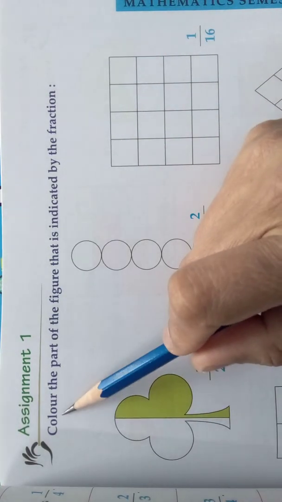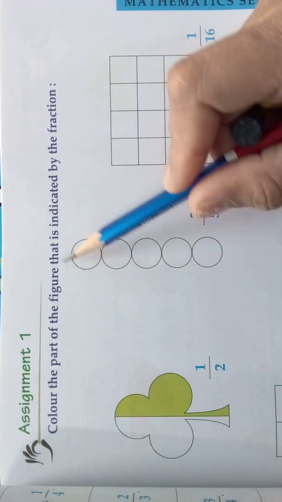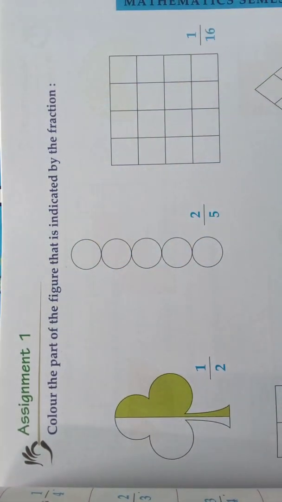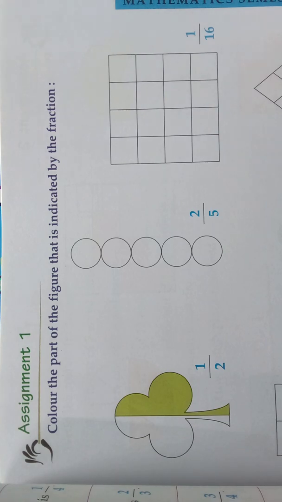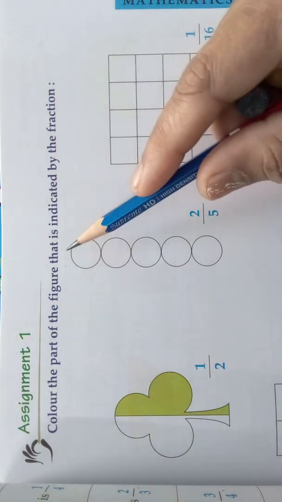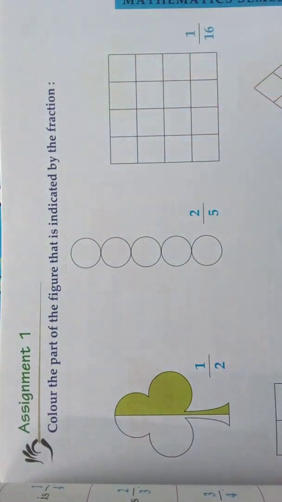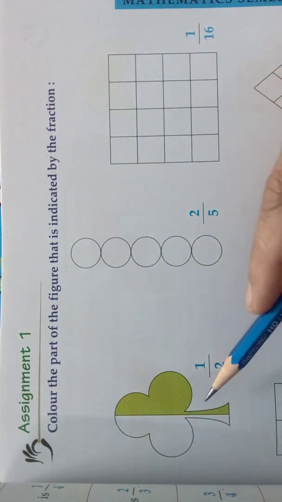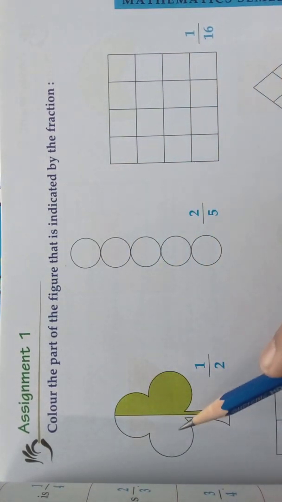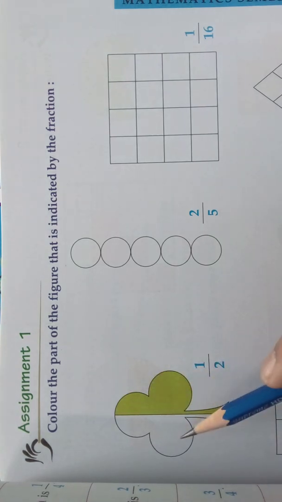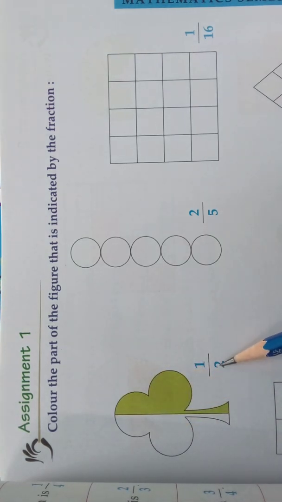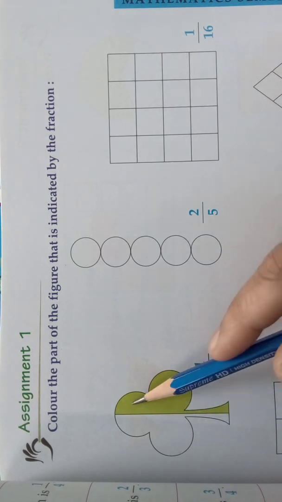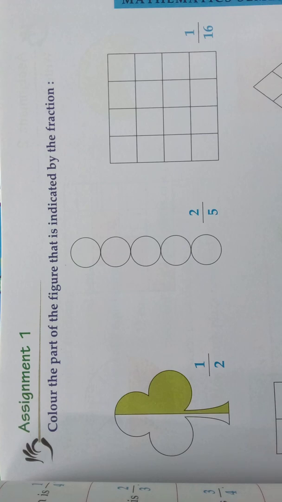Assignment 1. Color the part of the figure that is indicated by the fraction. What should we do, children? We should color the part of the figure, not fully, the part of the figure that is indicated by the fraction. Look here, one picture is here, a tree picture. This picture is divided into 2 equal parts. That is the denominator, 2 equal parts, and one part is colored, that is the selected part, 1. Like this we should do the next sum.